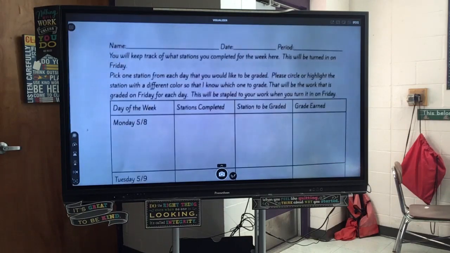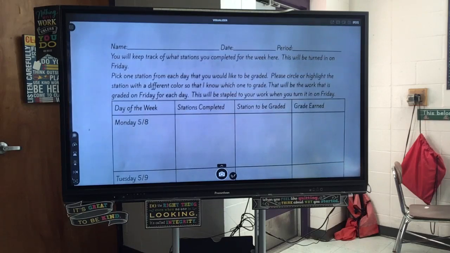They'll be turned in on Friday. Pick one station from each day that you would like to be graded. So like, let's say you're at this station and you did not focus. You didn't get but like 2 done. That's probably not the station that you want me to grade that day, right? So this kind of gives you the option of telling us, okay, this is what I did the best on, this is what I want graded.